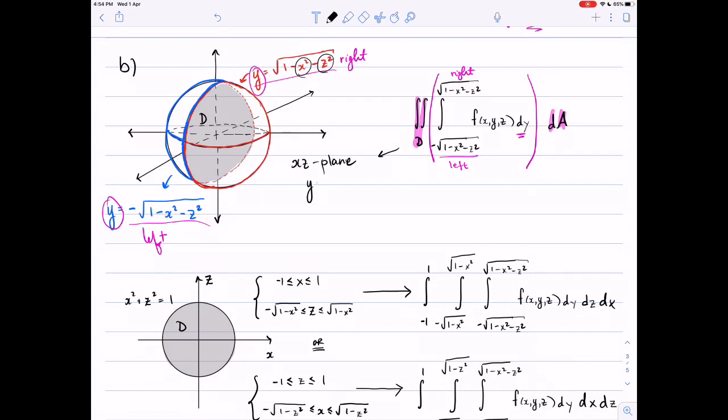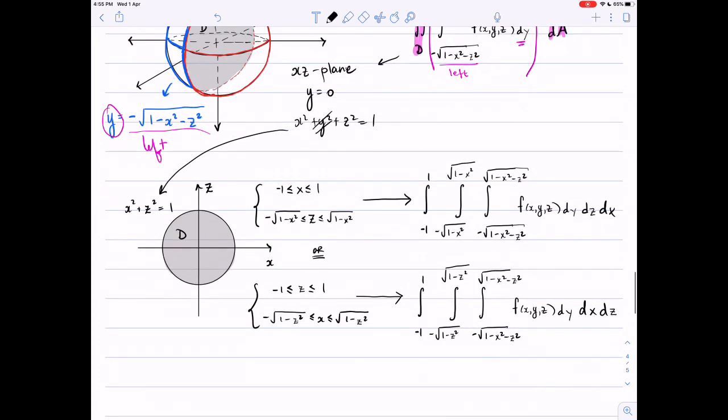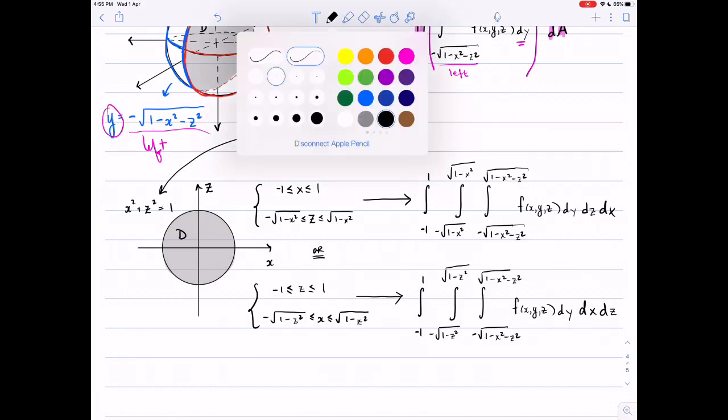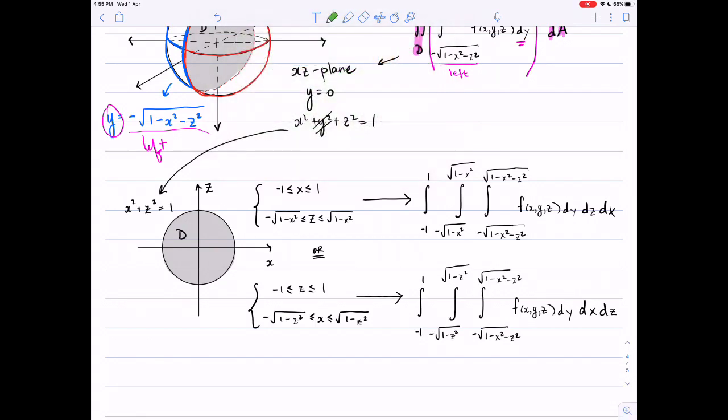The xz plane is the plane where y equals 0. And if we take the boundary of the sphere and put y equal to 0, then we get the equation of the boundary circle here, the shadow circle here. And there are two ways, analogous to what we just did before. So here this is set up as a type 1 planar region this time. We're still in a type 3 solid, a type 2 planar region.